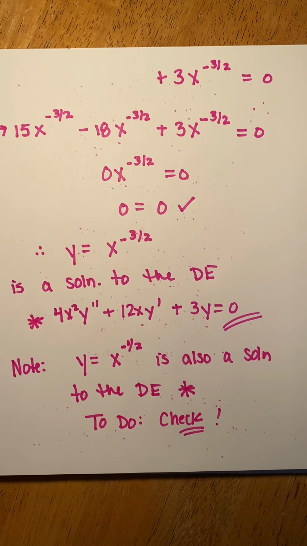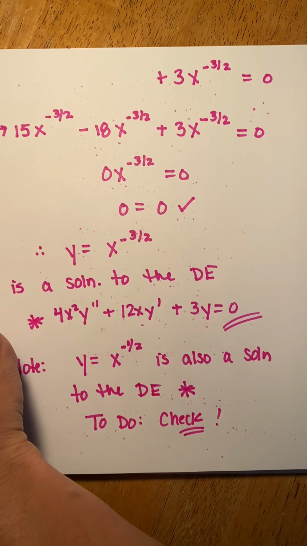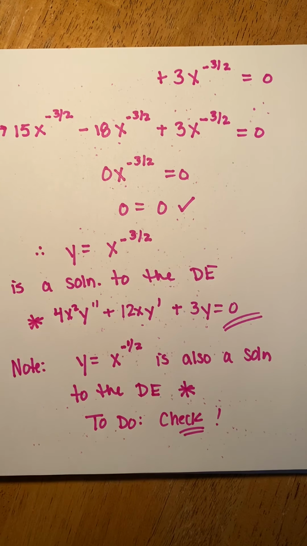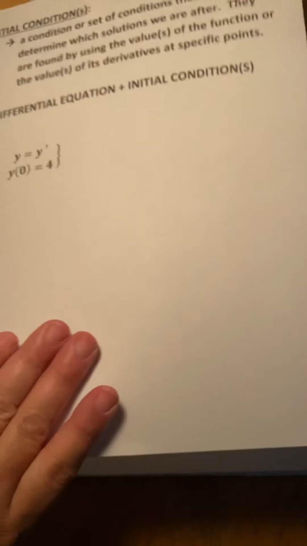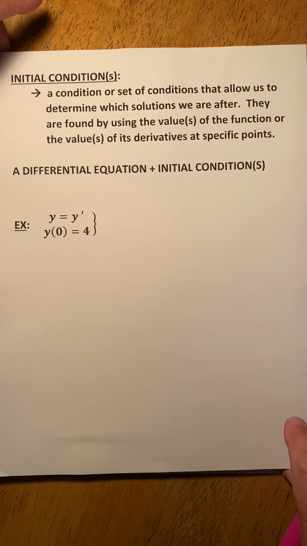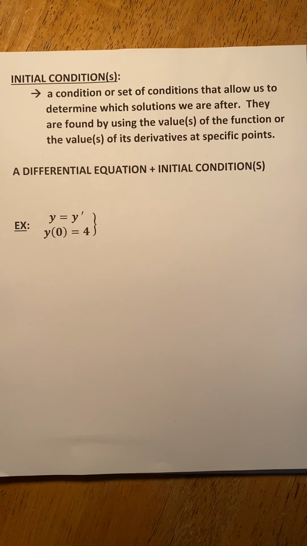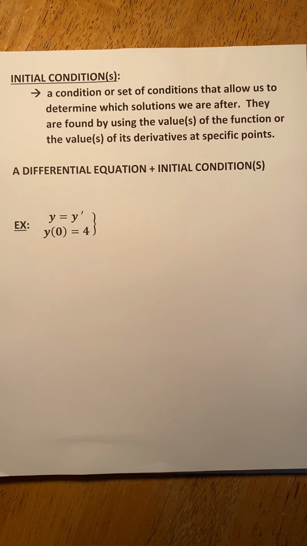Right, so a couple of examples ago, we talked about that coefficient out front. We saw that we had different solutions with different coefficients out front. So how do we determine if we need to find a value for those coefficients? Well, we'll be given additional information. A condition or set of conditions that allow us to determine what solution we're looking for are called initial conditions. They're found by using the values of the function or the values of the derivative at specific points.